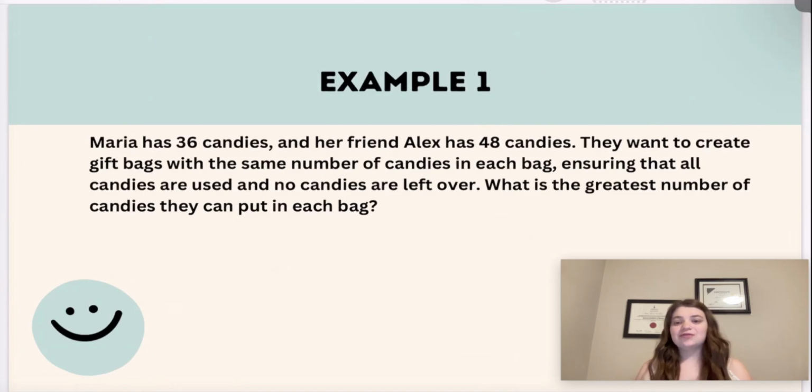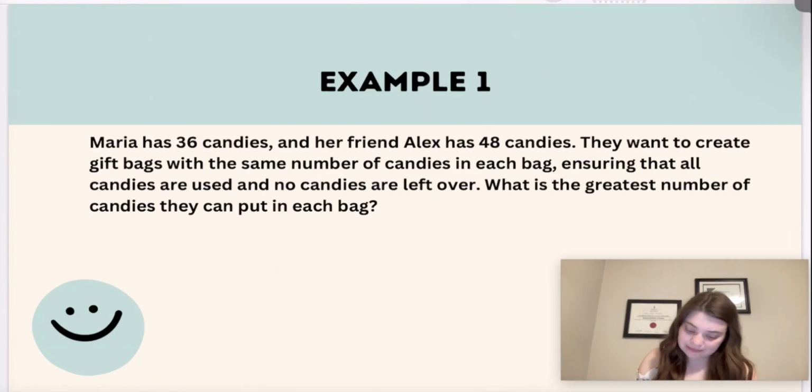Okay, so this is a greatest common factor question because whatever number it is has to be a factor of 36 and a factor of 48 simultaneously, because they want to make sure there are no candies left over, and they also want every bag to have the same number of candies. So that's how we know it's a greatest common factor question. For this one, I'm going to be using the listing method, and then for the next one, I'll use the factor tree method. But for the listing method, I'm just going to list all the factors of the various numbers.